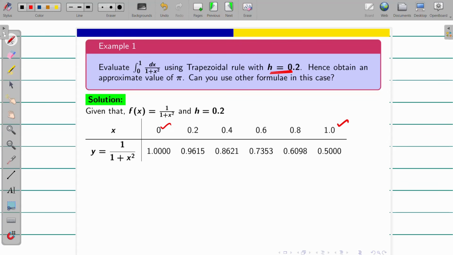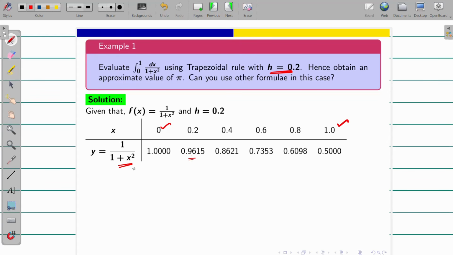0 to 1, it's varying, h is equal to 0.2. So 0, 0.2, 0.4, 0.6, 0.8, 1.0. Now, how can I find the values? What is your function, y or f of x, equivalent to 1 by 1 plus x square? Here you have to give 0. Give x equal to 0, 1 by 1, it will be 1. Give x equal to 0.2, 1 divided by 1 plus 0.2 square, you will get this.